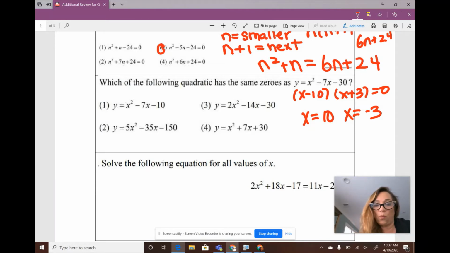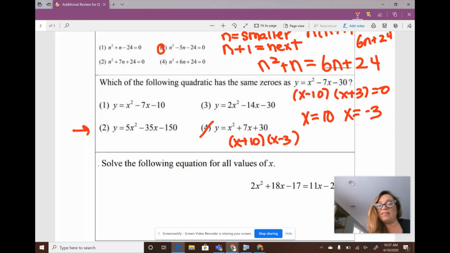Okay, this one would not give me the same because this would be x plus 10 and x minus 3. So it would have the same numbers but opposite signs. I'm aiming here. I just have a feeling that if I divide everything by 5, I might get that same thing. So let me divide by 5.